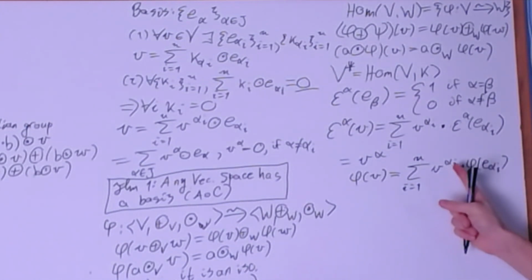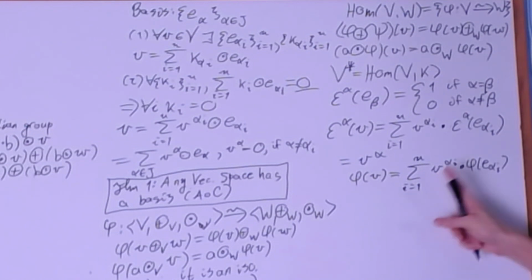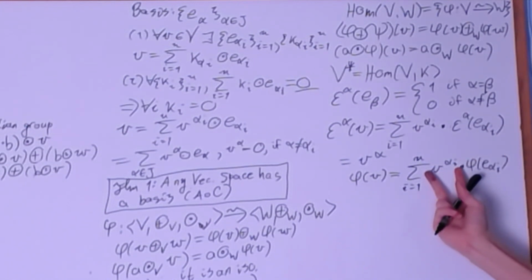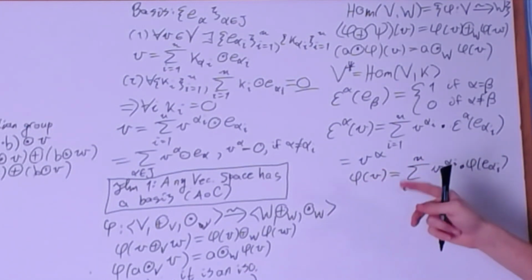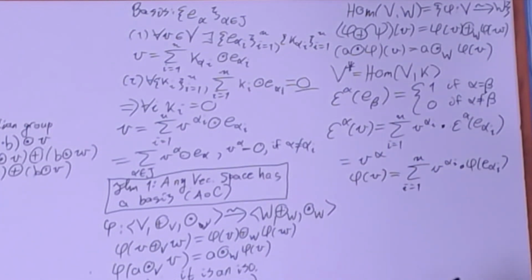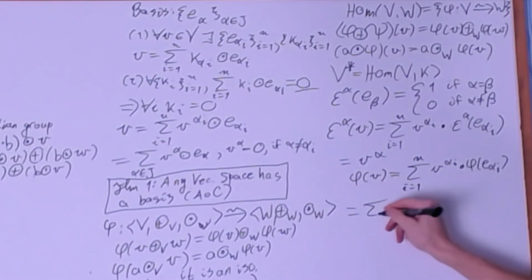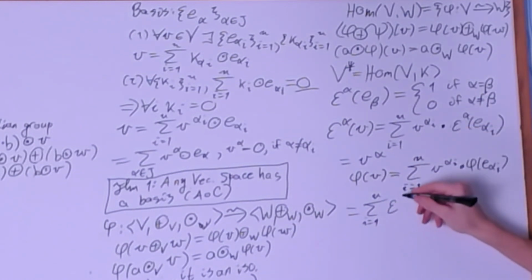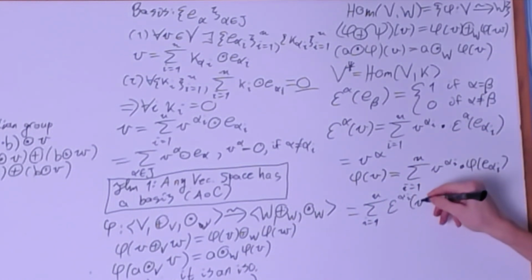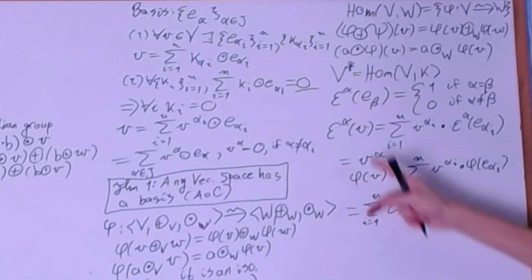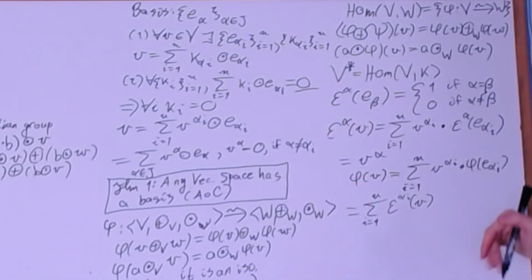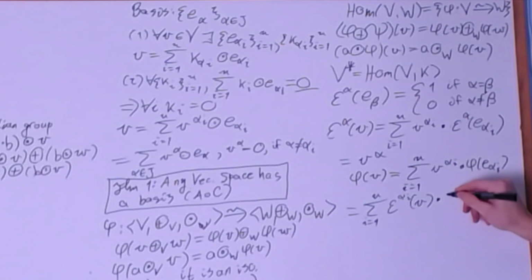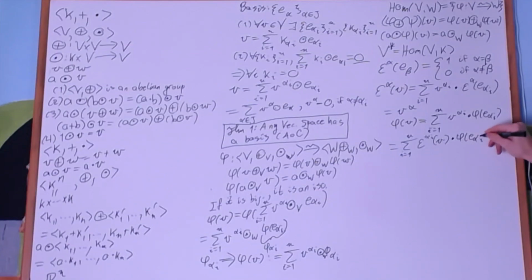Wouldn't you look at that? V alpha i, we have a method for getting this from the original vector. And it's just applying the cobasis. So this is really equal to the sum from i equals 1 to n of the cobasis epsilon alpha i applied to v by this fact right here. And then we multiply in the field by phi of e alpha i.